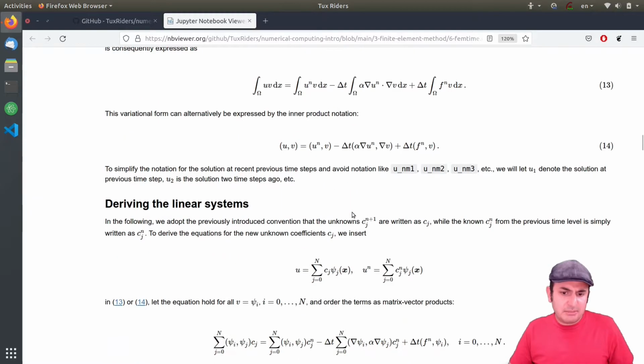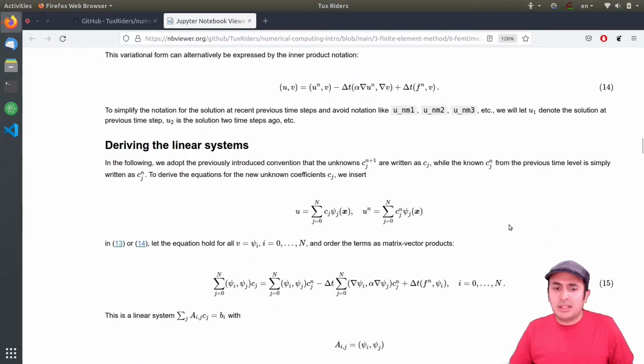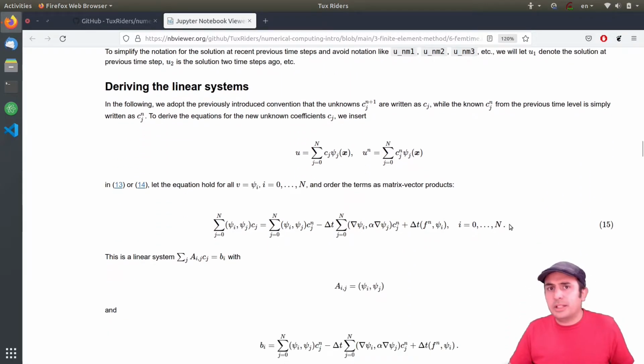It's mentioned here that the notation can be a bit confusing. It says here the unknowns are written as Cj, so it's actually in the current time step. And then Cj^n means the values that we know from previous time steps. So this is something that we want to get, and this is something that we already have, because we have the basis functions and we know the value of C at each node from the previous time step.